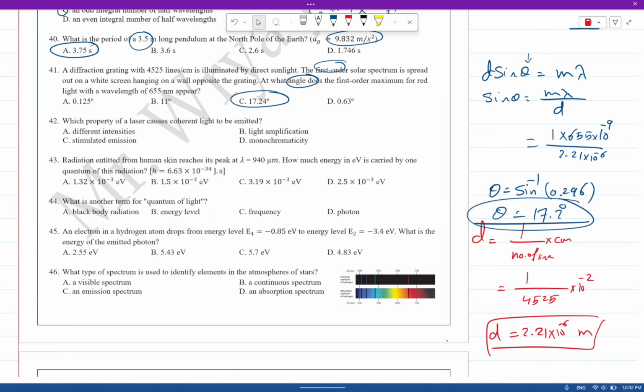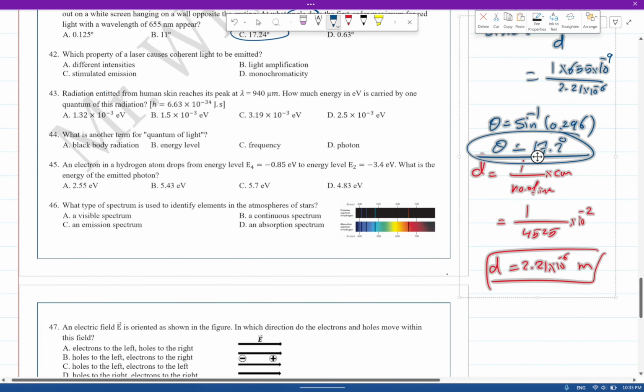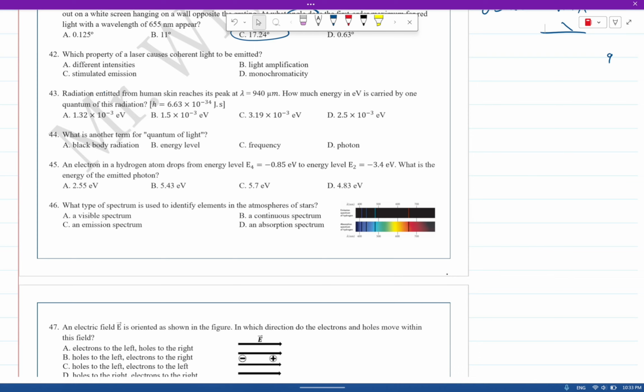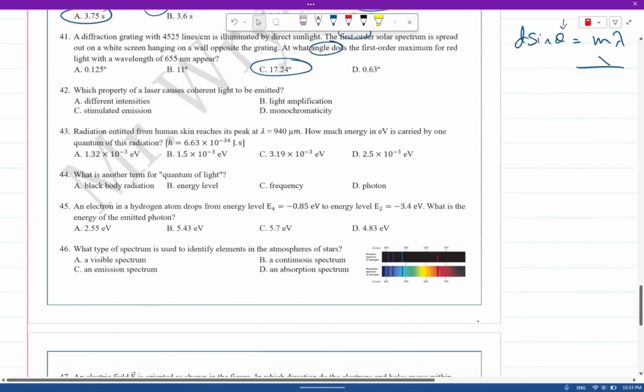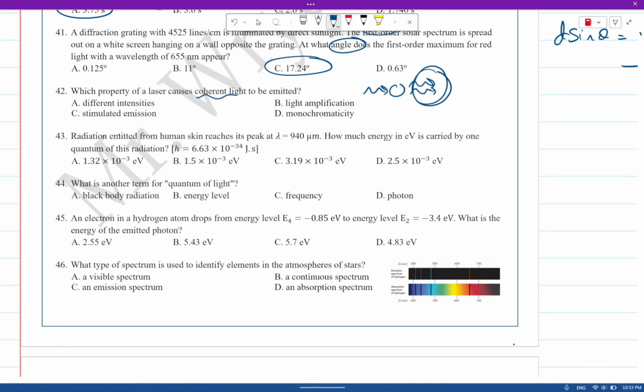All right, question 42 says, which property of laser causes coherent light to be emitted? Now, what do we mean by coherent light? So, for example, here is a wave going into or colliding with an atom, and of course, two same waves would come out. But remember, these two waves are exactly the same here. They have basically the same wavelength, they have the same phase difference and all that. So this is basically called coherent here.